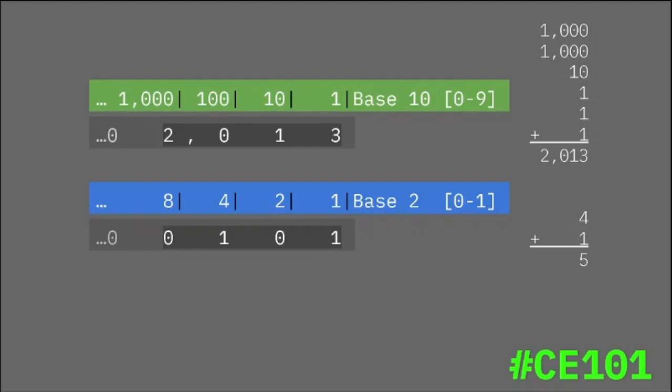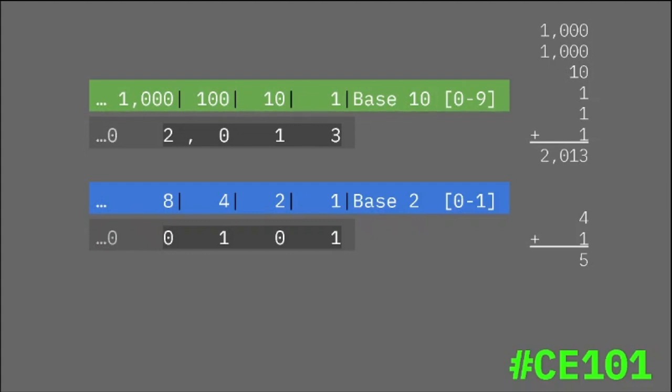In base 10, each digit is 10 times bigger than the next. That's how we get the ones, tens, hundreds, and thousands place. The value of each digit tells you how many ones, tens, hundreds, or thousands that you have. So let's say we have the number 2013. 2013 means that there are 2 thousands, 0 hundreds, 1 ten, and 3 ones, which combined equal 2013.